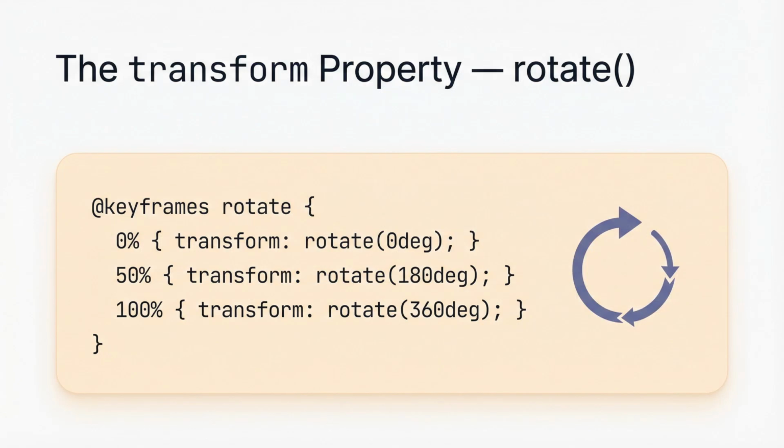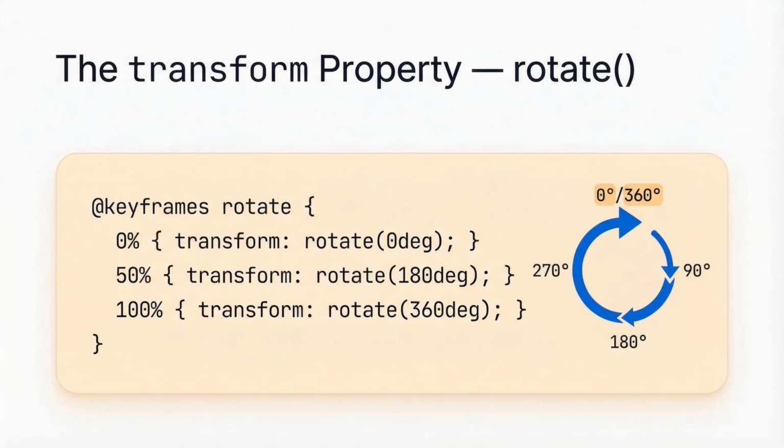Now, let's look at another common animation technique, rotation using the transform property. The transform property does a lot more than just rotate, but let's start here. In this keyframe, an element starts at 0 degrees, reaches 180 degrees at the halfway point, and completes a full 360-degree rotation by the end. And since 360 degrees equals 0 degrees, the loop is perfectly seamless.